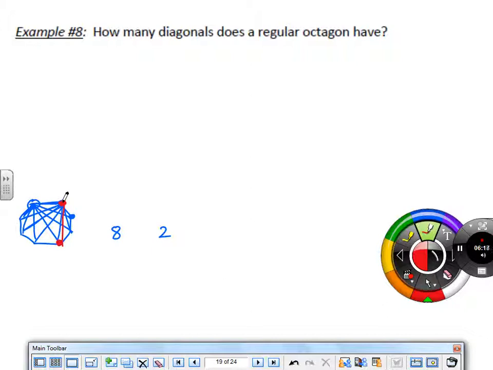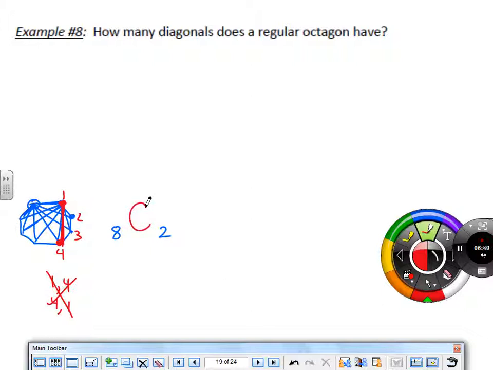If order did matter, I would count, let's call this vertex 1, 2, 3, 4, to vertex 4. This means 1, 4 would be a different choice than 4, 1. But we're counting diagonals. Is that a different diagonal? No. So I don't want to count this twice, so order doesn't matter. So I want to use my combination.